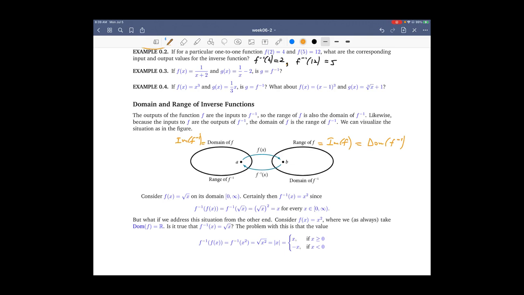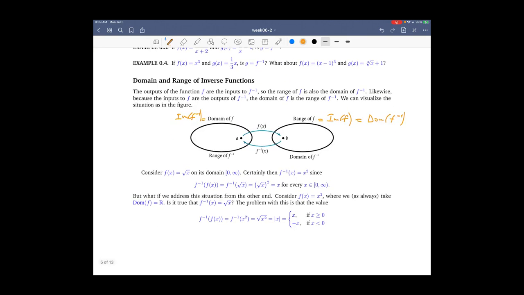There is, however, a variety of situations where things can go wrong, and here is this nice example that I want to show you. Suppose we start with function square root of x, which is defined on the set 0 infinity. And we had this before. Clearly, the inverse function is x squared. And it's easy to check.